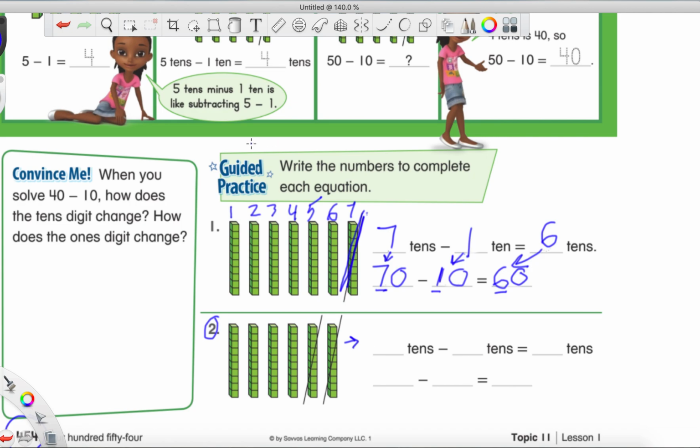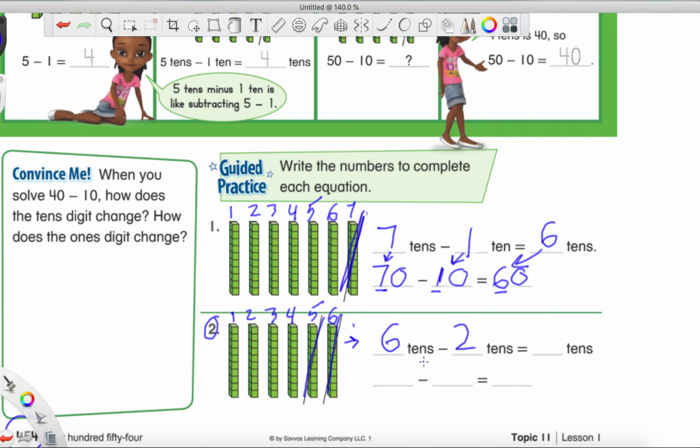So, first thing we're going to do is count out every single tower. So I'm going to number them. 1, 2, 3, 4, 5, and 6. So we have 6 tens. How many are they crossing out? Well, we're crossing out 1 and 2. So you can count them as you cross them out, just like I did. So they're taking away 2 tens.